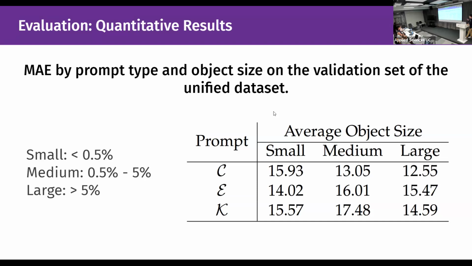Well, it could definitely be, but as you can see, it depends on the prompt. So some prompts work better on large objects, some on the small ones. Yeah, on average, yes, I agree that large objects have smaller error, but maybe just randomly.